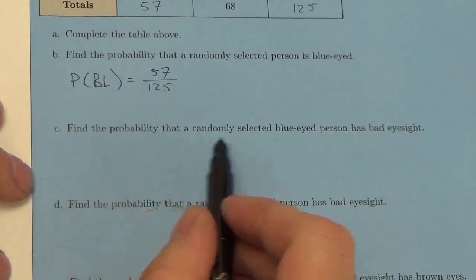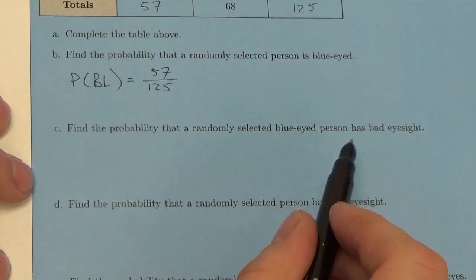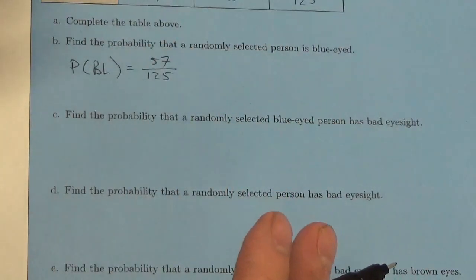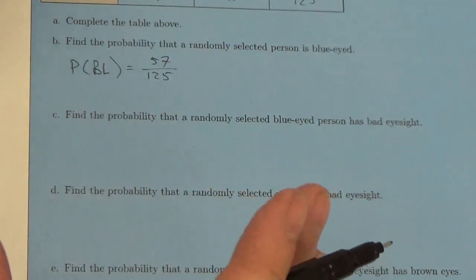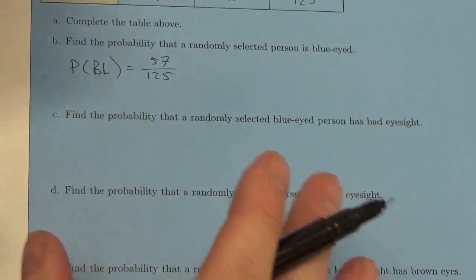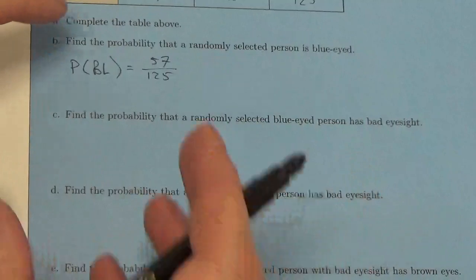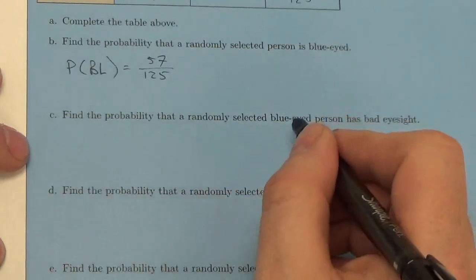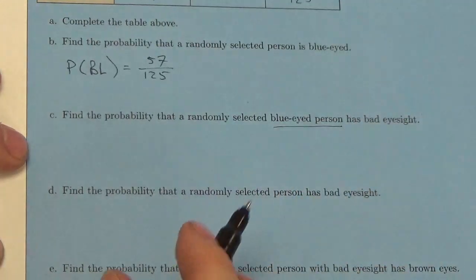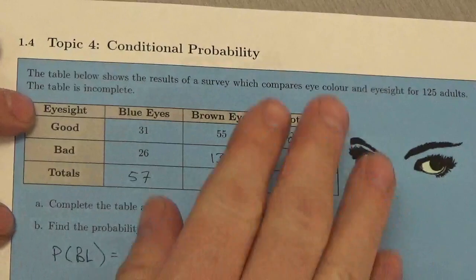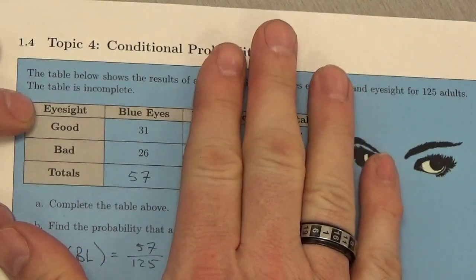Find the probability that a randomly selected blue-eyed person has bad eyesight. Now this is interesting because what we've done is we've narrowed your focus to one small subset of this larger universe. Find the probability that a randomly selected blue-eyed person. So in other words, going back up to my chart here, I already know that I'm not worried about that right there.